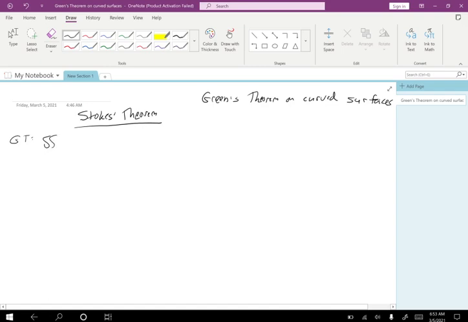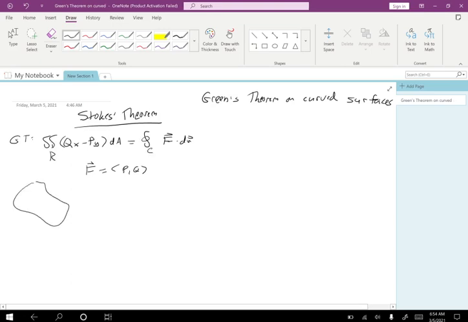And that just says that if you take a double integral of this thing that we know as Qx minus Py, then we end up with the integral of F dot dr, provided that F is our usual PQ, 2D vector. And the integral is over C, where C is the boundary of our region.